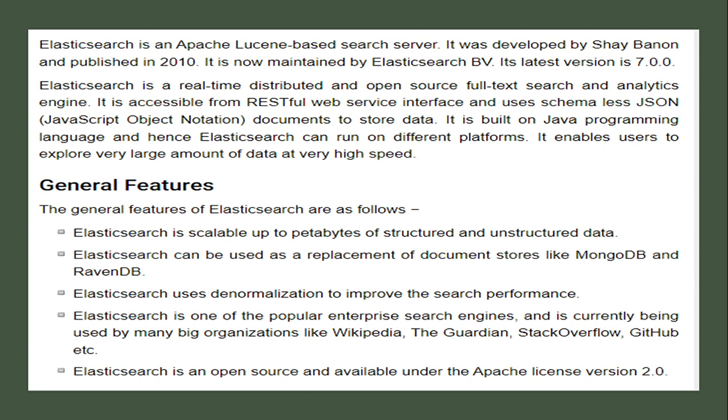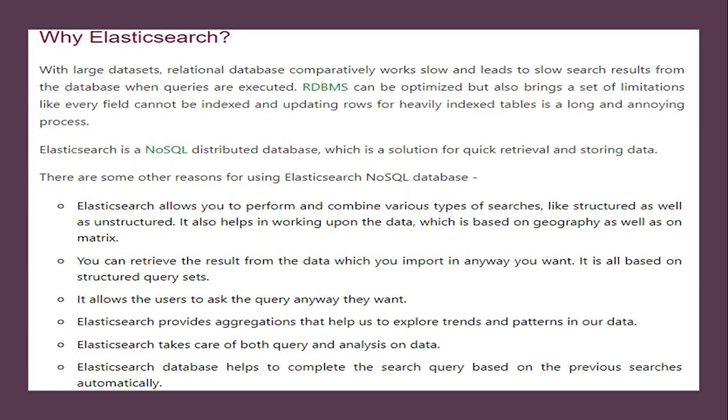So what are the general features that Elasticsearch supports? Elasticsearch is scalable up to petabytes of structured and unstructured data. Elasticsearch can be used as a replacement of document stores like MongoDB and RavenDB. Elasticsearch uses denormalization to improve the search performance. Elasticsearch is one of the popular enterprise search engines and is currently being used by many big organizations like Wikipedia, The Guardian, Stack Overflow, GitHub, etc. Elasticsearch is open source and available under the Apache license.